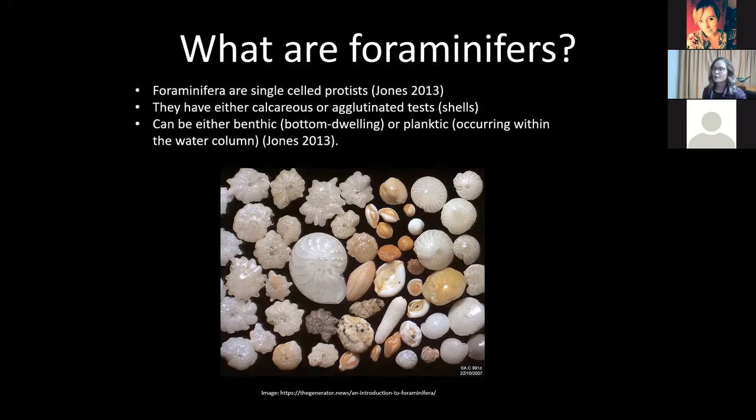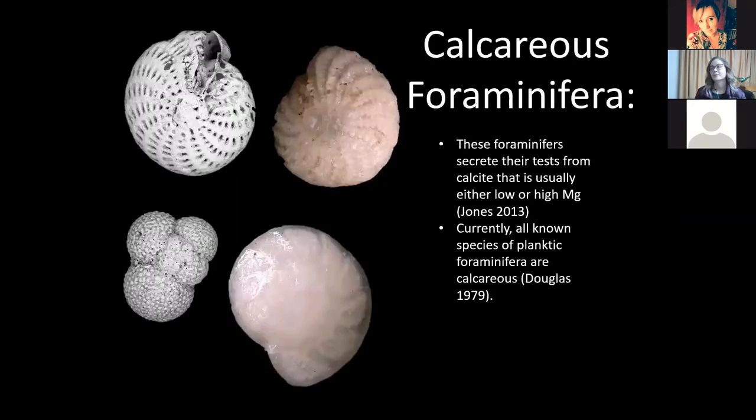Next is what are Foraminifera or foraminifers. So they're also single-celled protists. They usually have either a calcareous or agglutinated test, and they can be either benthic, which means bottom-dwelling, or planktic, which means that they occur within the water column.